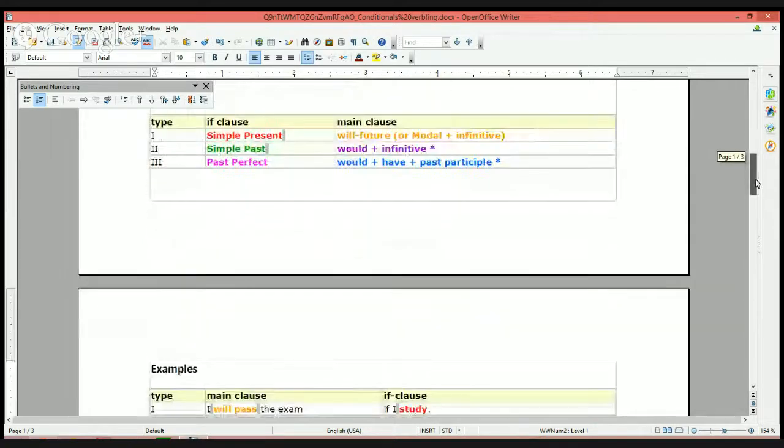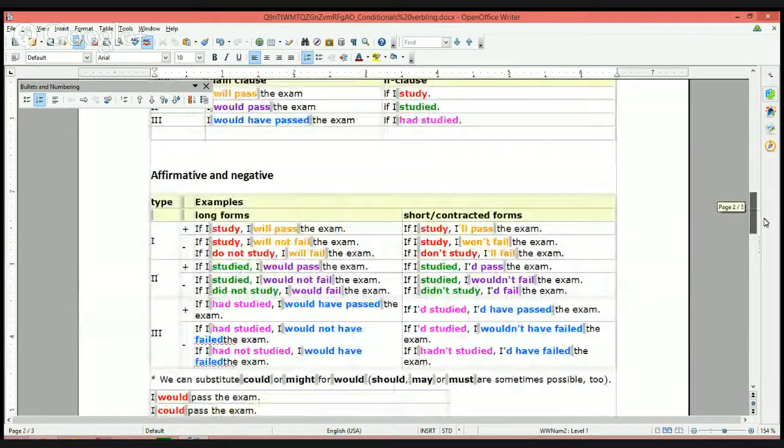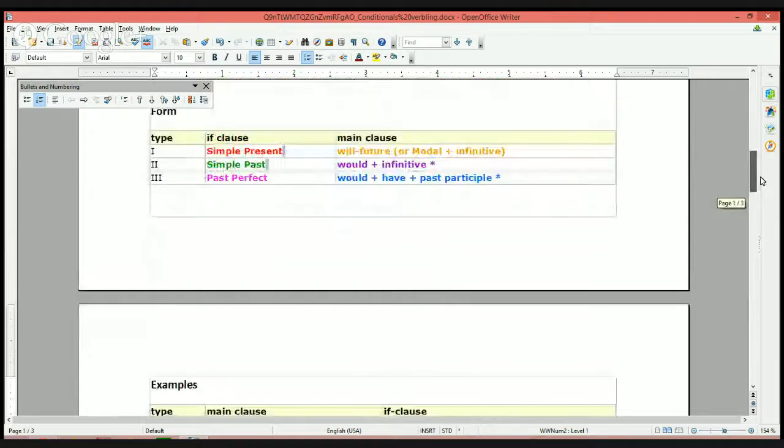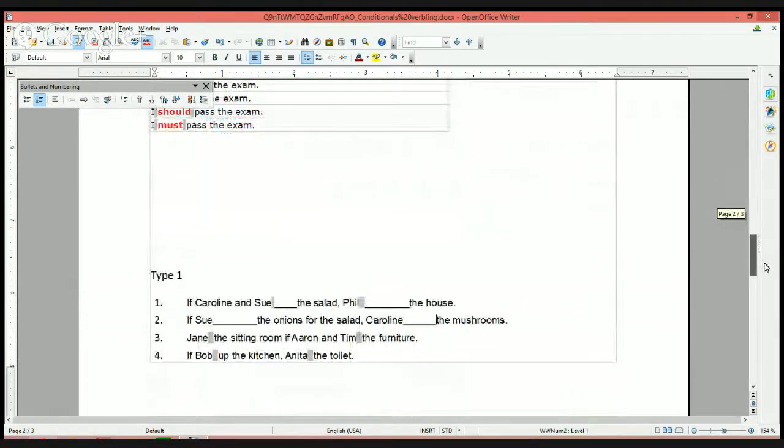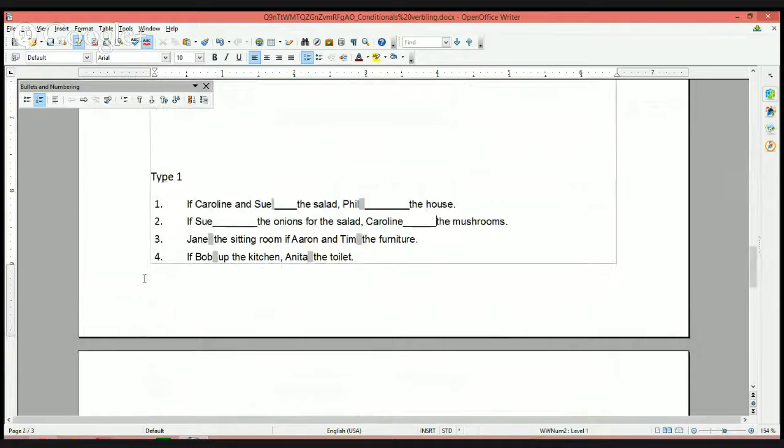Be careful because sometimes those clauses can be reversed. It's not always if clause then main clause. Sometimes it's main clause then if clause. Okay, so let's try these. Number 1, Laura, can you fill in the blank? And you have to be a little creative because you have to come up with your own verbs for these blanks.